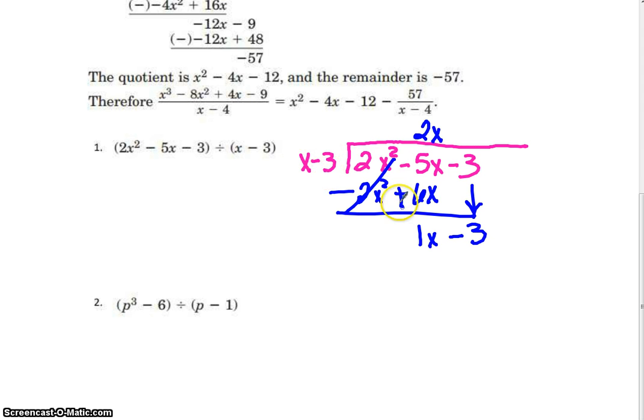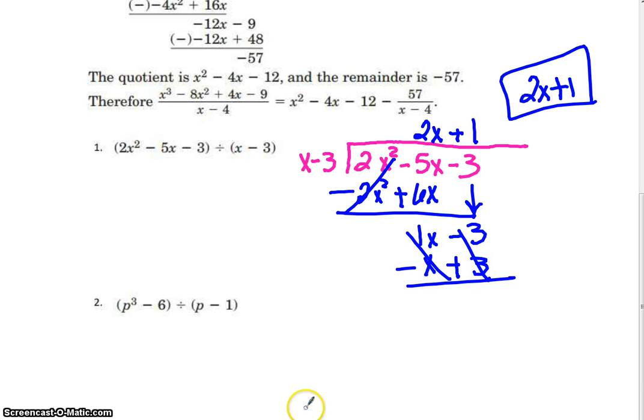What would you multiply x by to get 1x? Well, it's already there, so you don't multiply it by anything, but you got to put a placeholder, so you would say plus 1. And so 1 times x is x, minus 1 times 3 is 3. Draw your line, change your signs. Your 3's cancel, your x's cancel. You do not have a remainder here. So your answer is simply 2x plus 1, and you're done.